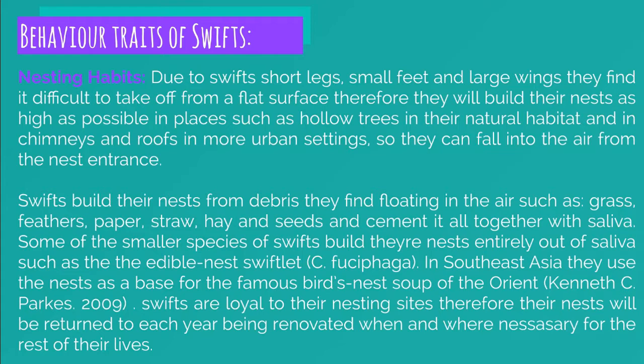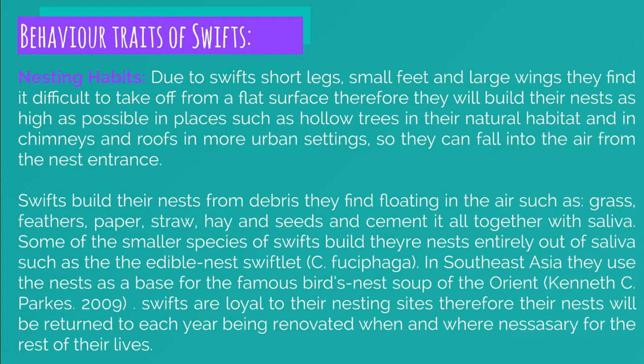Therefore, they will build their nests as high as possible in places such as hollow trees in their natural habitat and in chimneys and roofs in more urban settings, so that they can fall into the air from the nest entrance. Swifts build their nests from debris they find floating in the air, such as grass, feathers, paper, straw, hay, and seeds, and cement it all together with saliva.